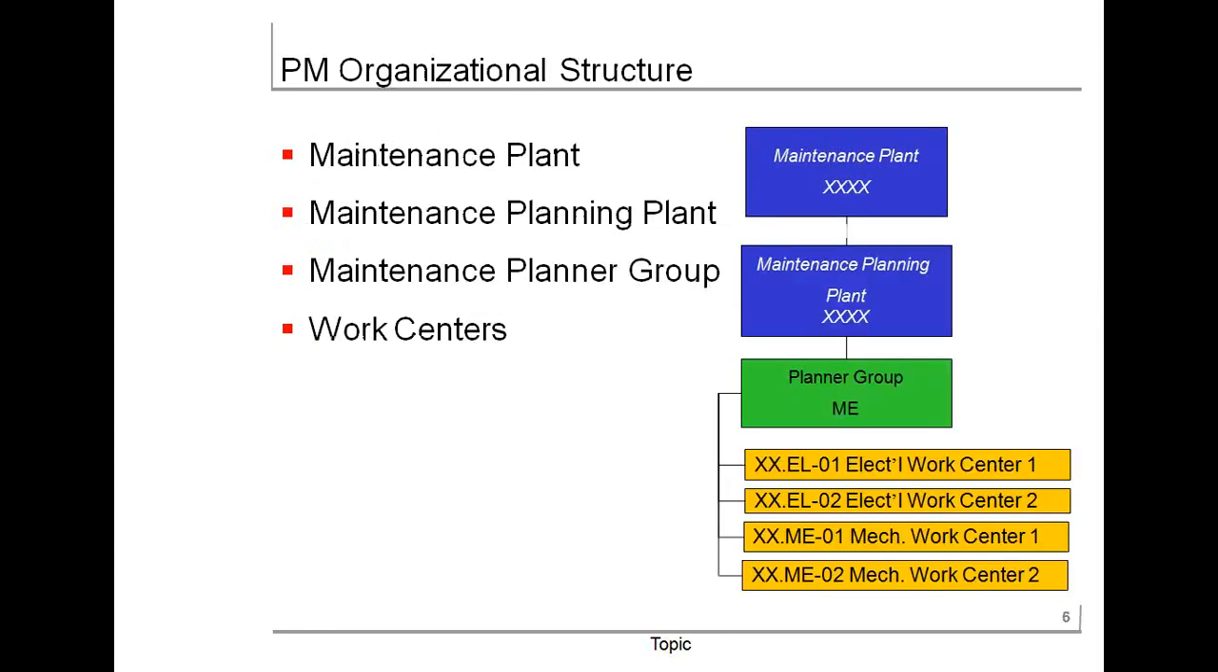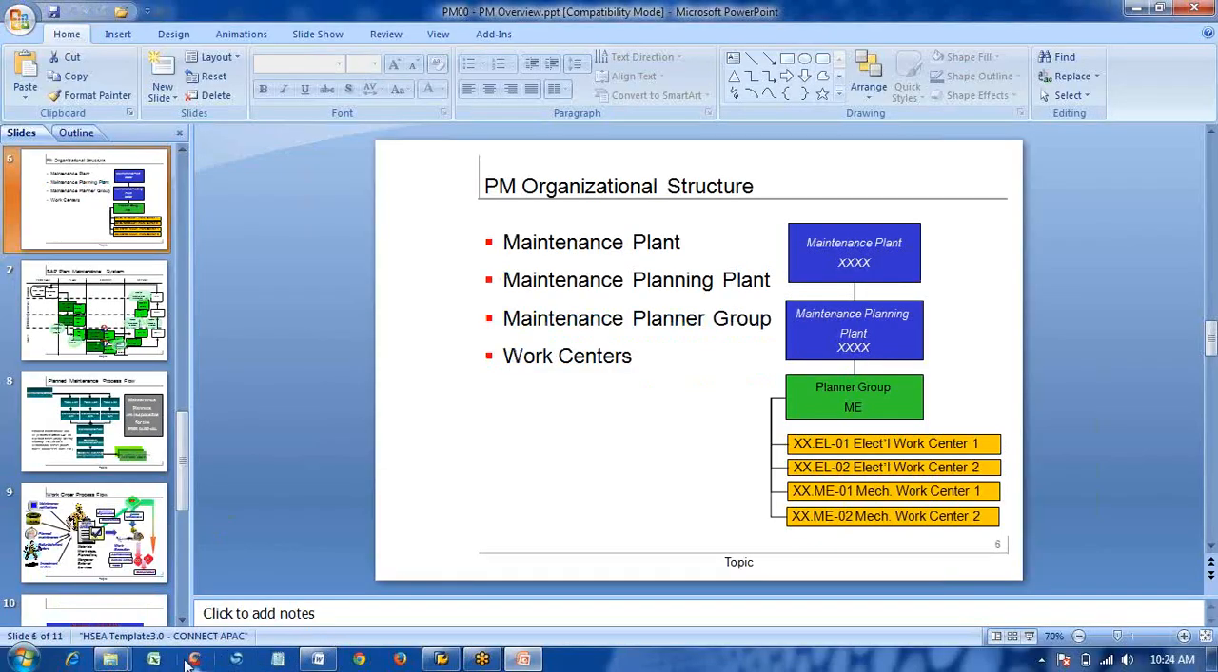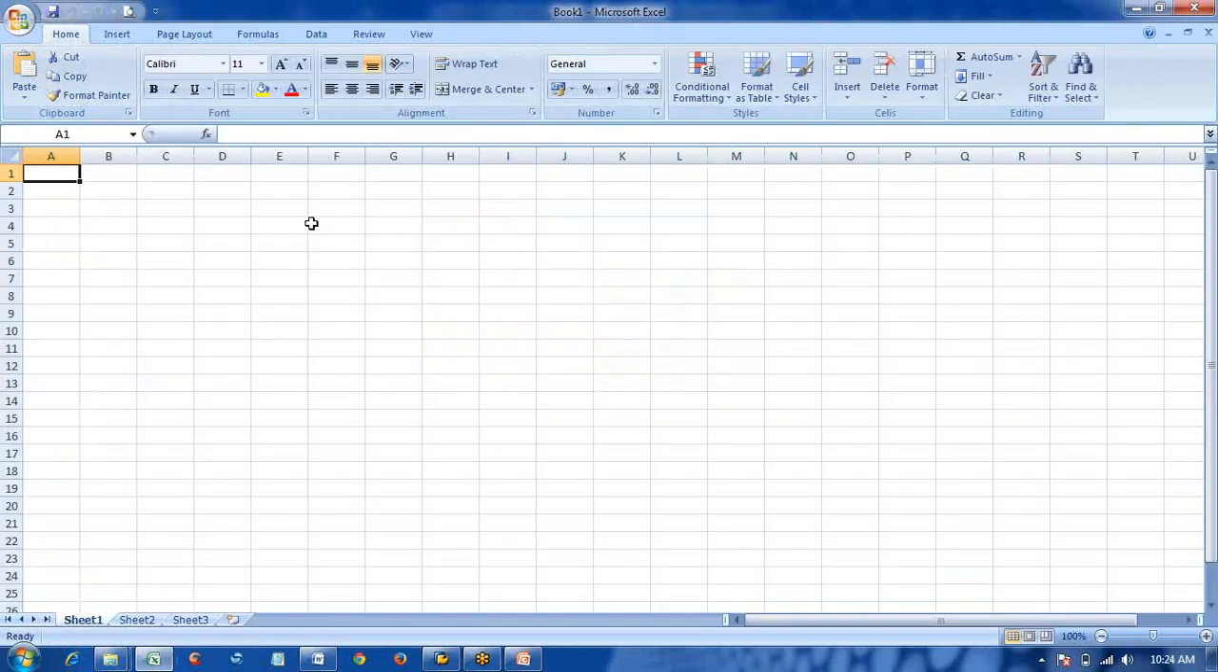This is my PM organizational structure: maintenance plant, maintenance planning plant, maintenance planner group, and work center. So this is the organization structure for SAP plant maintenance. Let me take you through an Excel sheet.